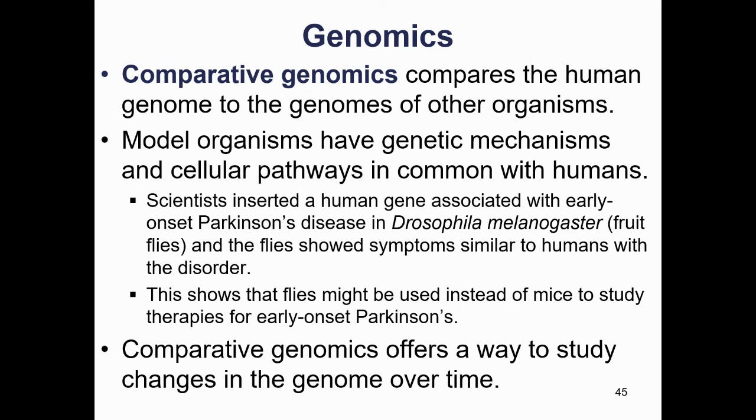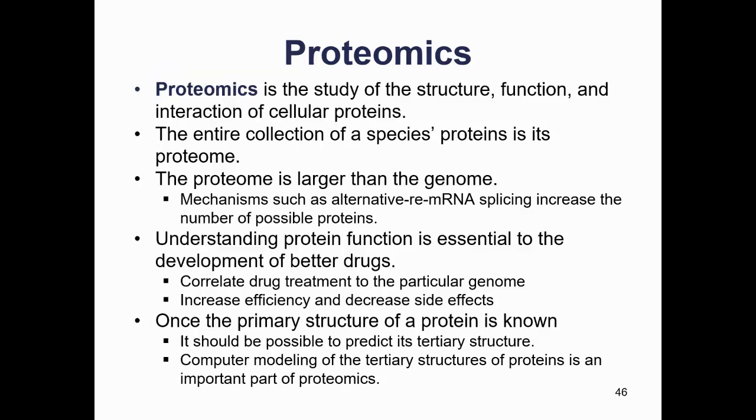Comparative genomics compares the human genome to other organisms. So we have model organisms that have genetic mechanisms and cellular pathways in common with humans to see what's similar, what's different. So, for example, scientists inserted a human gene associated with early onset Parkinson's disease into fruit flies, and the flies ended up showing symptoms. So those genes expressed similarly to how they do in humans. So maybe instead of using mice in the future, could use fruit flies to study different therapies that can be used for Parkinson's. So comparative genomics offers a way to study changes in the genome over time.